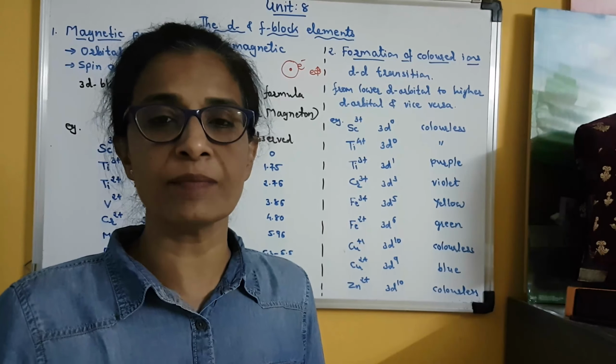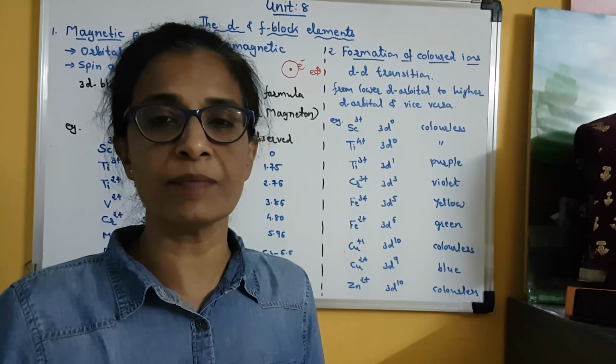Clear? So magnetic moment, its symbol is mu. So mu is equal to under root n into n plus 2 Bohr magneton. Bohr magneton is the unit used to express magnetic moment. Now what is n here? So n is the number of unpaired electrons present in that atom or ion.